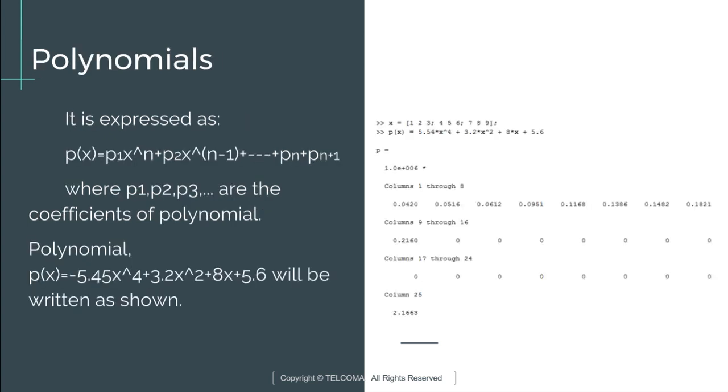Next is polynomials. Now, polynomial is expressed as given here: p of x equals p1 x raised to power n plus p2 x raised to power n minus 1 and so on up to p of n plus 1, where p1, p2, p3 and so on are the coefficients of polynomial. Now here in this program I have written polynomial p of x equals 5.54 x raised to power 4 plus 3.2 x raised to power 2 plus 8x plus 5.6.